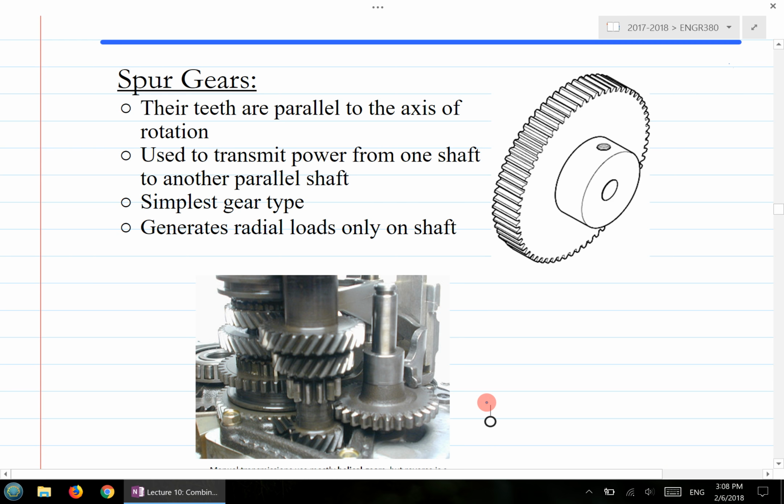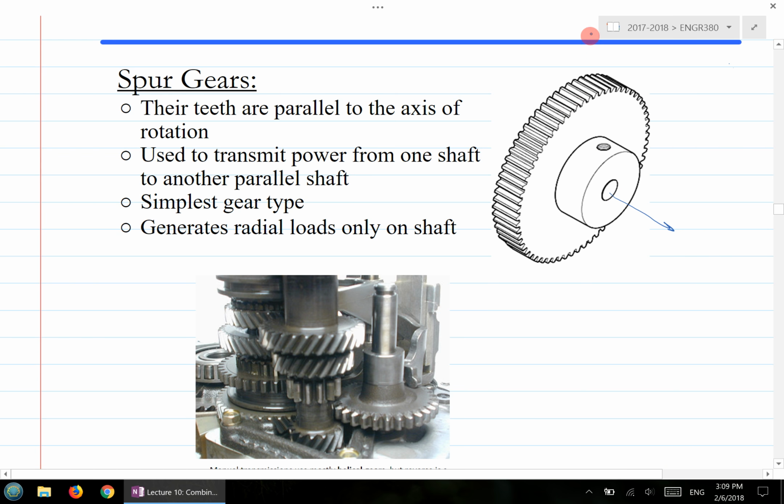The first type of gear we're going to look at is the spur gear. The spur gear is the simplest type of gear of all. It has parallel teeth. The teeth are parallel to the shaft. So this is the shaft rotation, and you have a number of teeth. The teeth are parallel to the axis of rotation, and it's typically used to transmit power from one shaft to another.